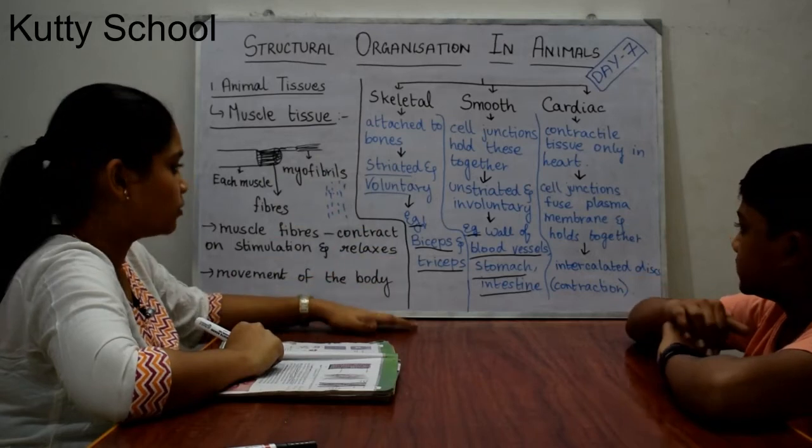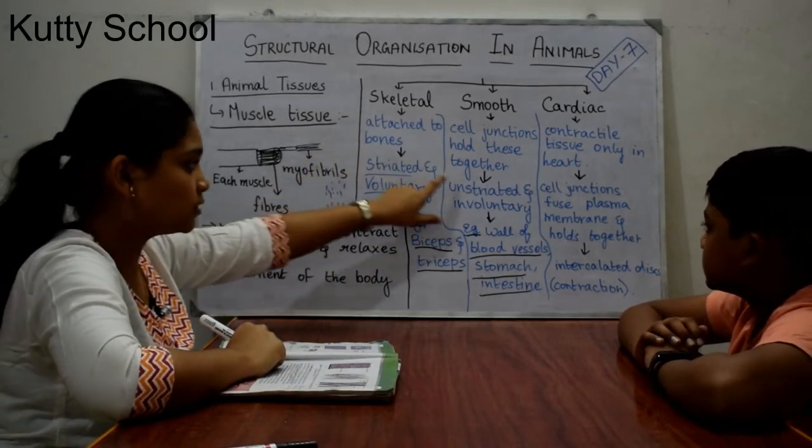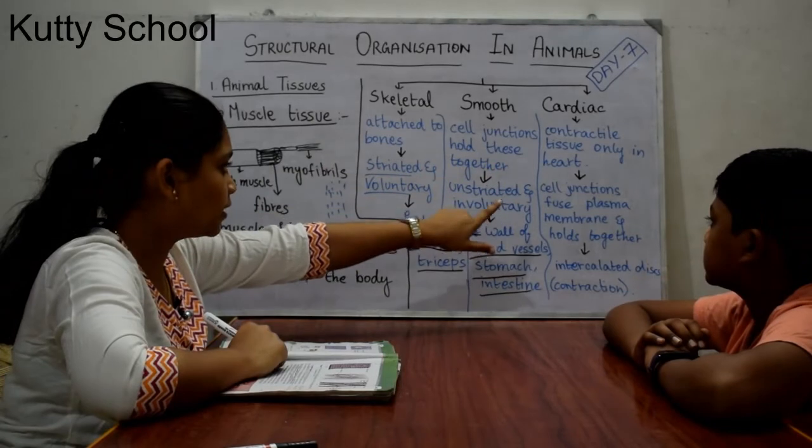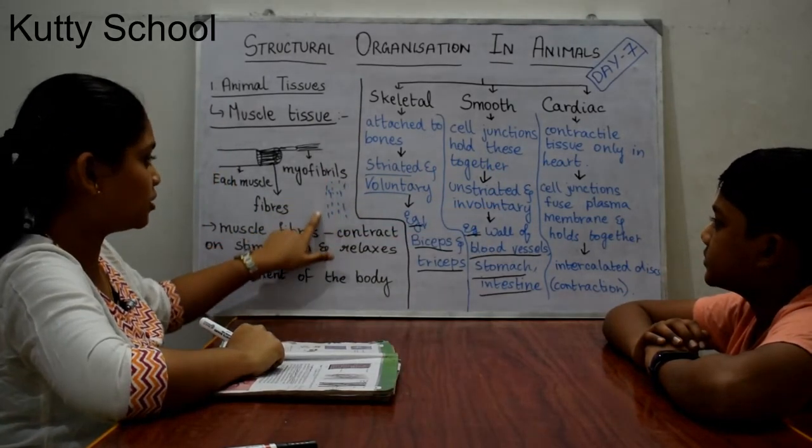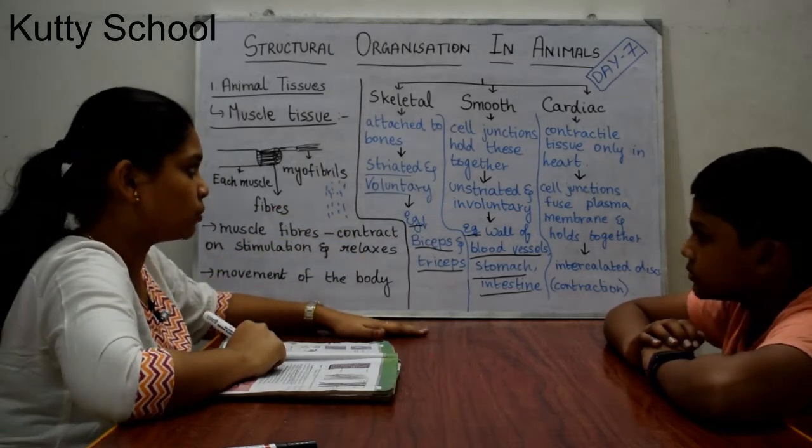It is striated. Okay, so here skeletal is striated voluntary, smooth is unstriated involuntary, and cardiac is striated involuntary. Okay, cardiac muscle is striated. It will have striations like this, and we cannot control those muscles.